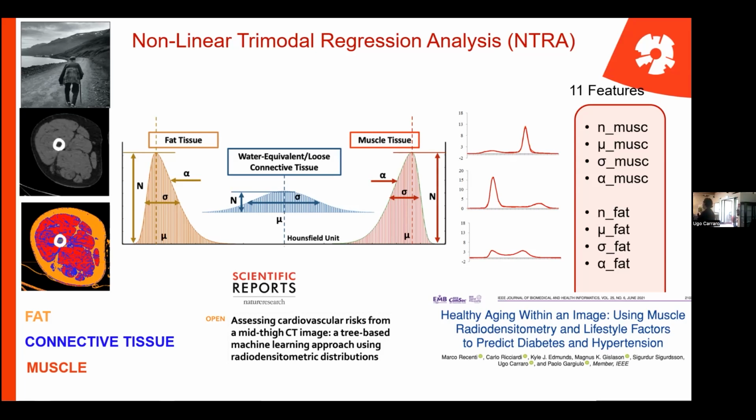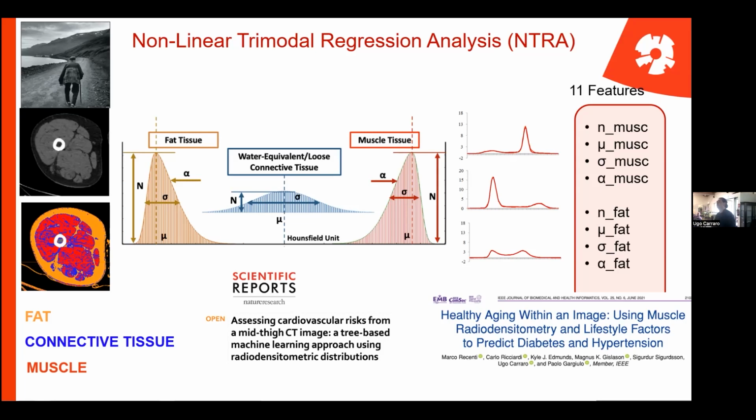But what and where to prove this theory? We prove it on a large database of data that was available in Iceland by the Heart Association. Several thousand patients during their aging, in 10 years of follow-up, were measured with 10,000 different clinical evaluations. Among those evaluations, there is also a cross-sectional analysis of a thigh. So from there, we could extract this NTRA for each of them.